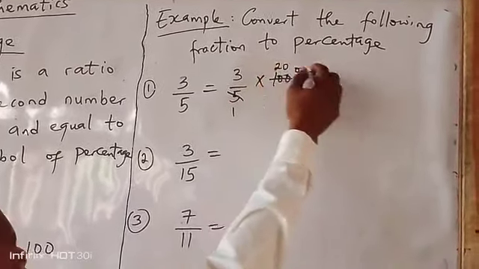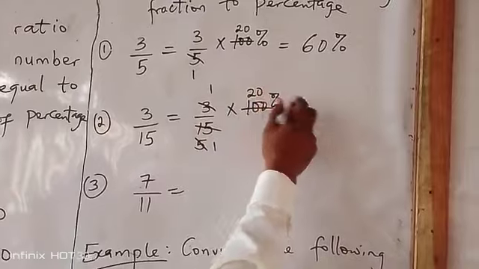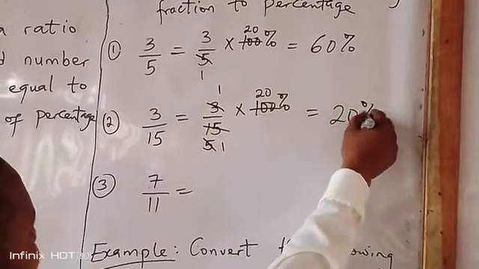Then you have 3 over 15 here. All you need to do is to multiply it by 100%. 3 in 15 will give us 5. Then 3 here is 1. 5 here 1, 5 in 100 will give us 20. 1 multiplied by 20 will give us 20%.